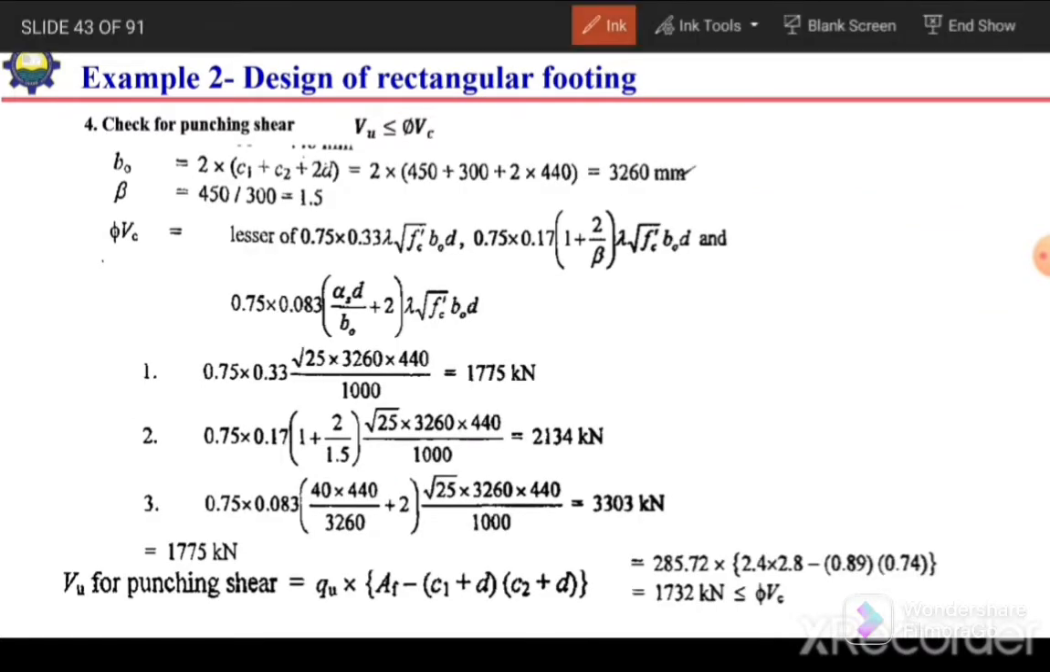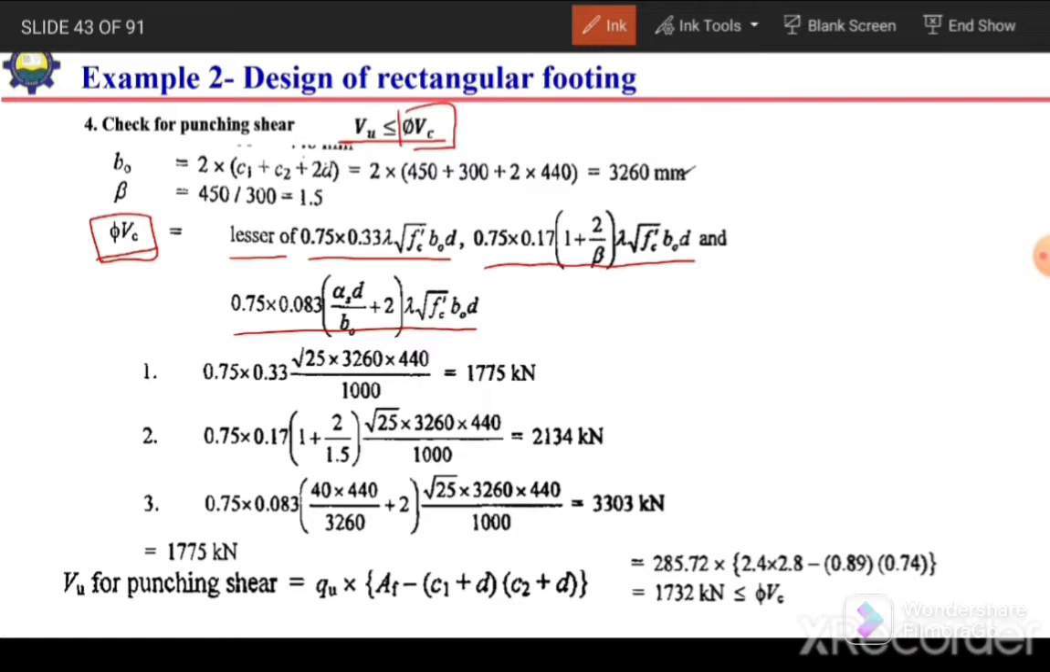Okay, once we have the depth and the thickness of the footing, now we need to check that thickness for punching shear as well as for one-way shear. So for punching shear, the VU applied punching shear should be less than the punching shear capacity of the footing slab. To calculate the punching shear capacity of the footing slab, phi VC, three equations are given in the ACI code. The lesser value out of these three equations will be considered as the shear capacity of the footing slab to resist the punching or two-way shear.